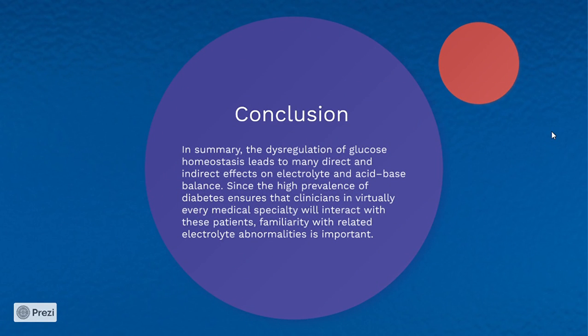Conclusion. In summary, the dysregulation of glucose homeostasis leads to many direct and indirect effects on the electrolyte and acid-base balance. Since the high prevalence of diabetes ensures that clinicians in virtually every medical specialty will interact with these patients, familiarity with related electrolyte abnormalities is important.